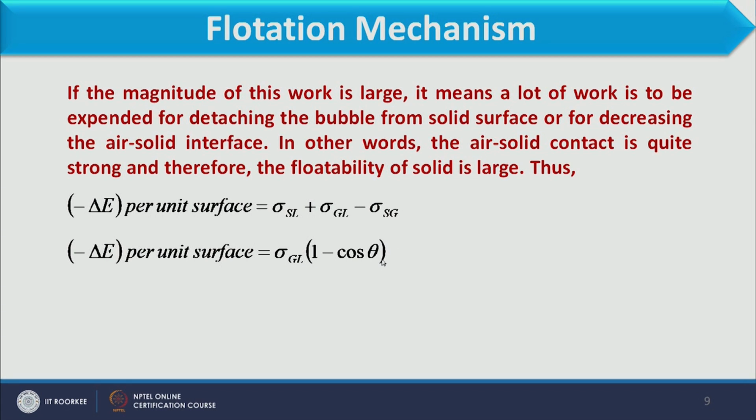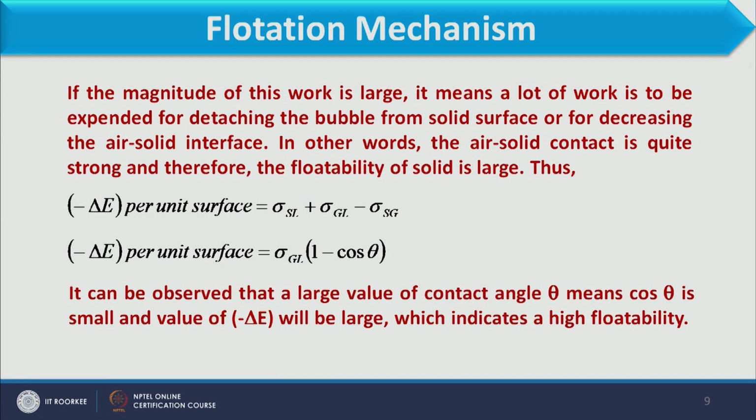You see here theta: as we have more and more theta, it means cos theta would be reduced, this factor will increase, and then surface energy and the energy loss from the surface will be increased. Once energy loss is increased, it means the solid can be floated easily. So, a large angle speaks of good floatability. That is the mechanism of the flotation process, and it is based on surface tension.